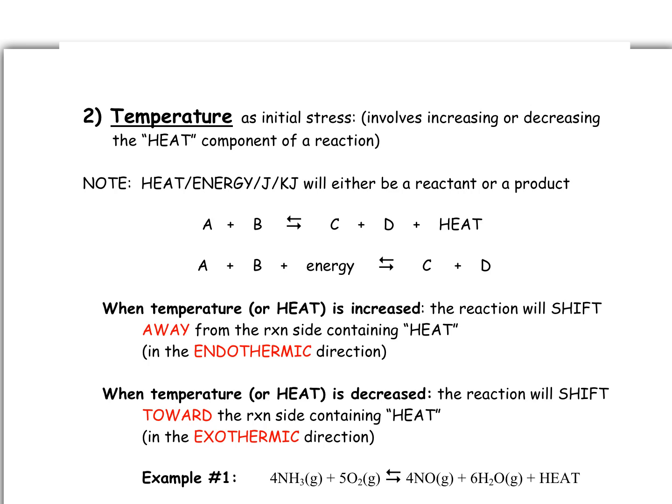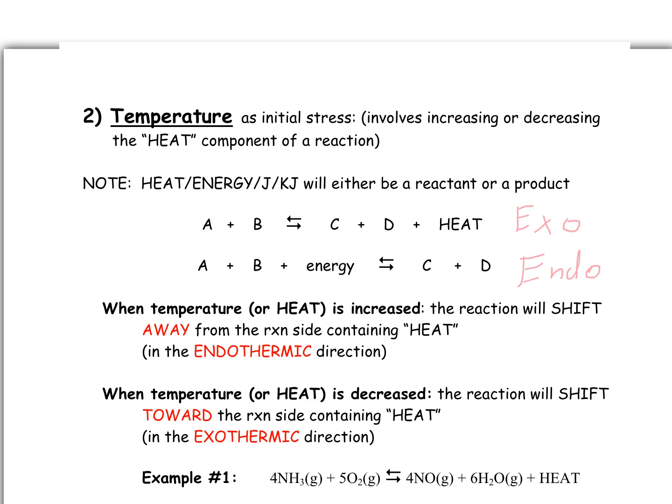So notice we can use the words heat, energy, joules, or kilojoules when we're referring to the temperature. We're just referring to the energy, really. And these can be written in the equation as either reactants or products. If it is a product, it is exothermic because it is exiting. If it is a reactant, it is endothermic. It is entering. I hope you're noticing how often all of these concepts are interrelated.